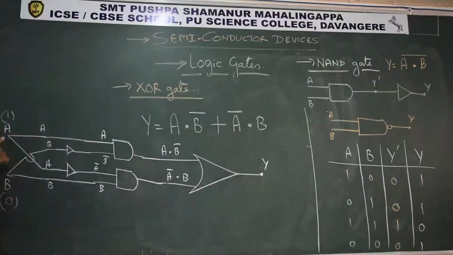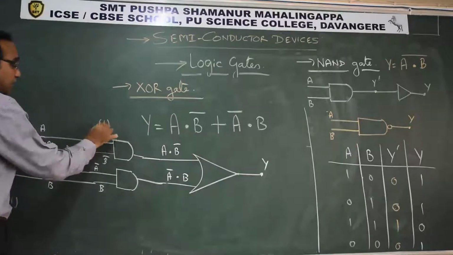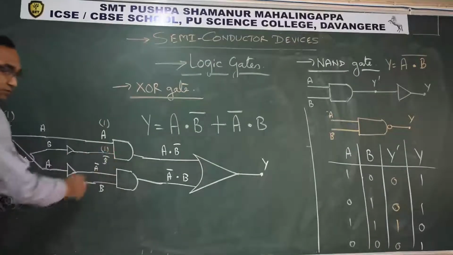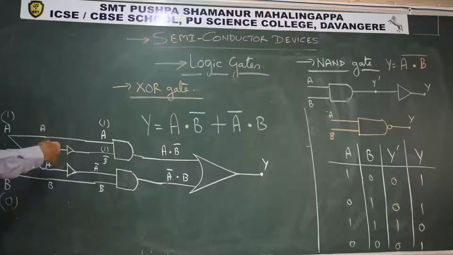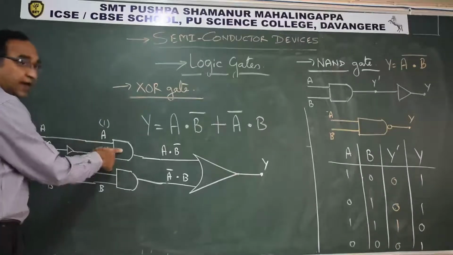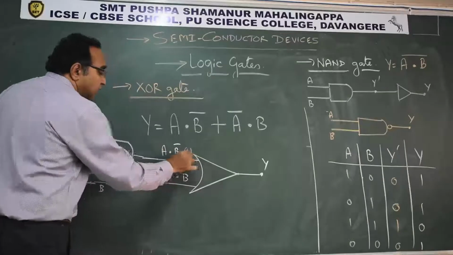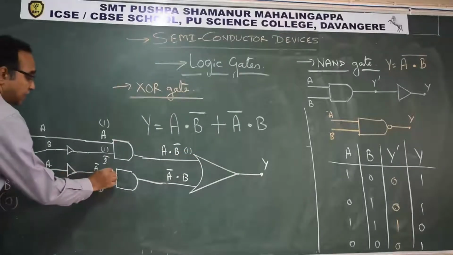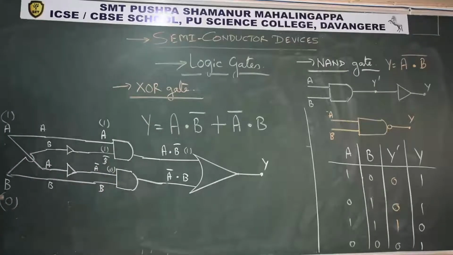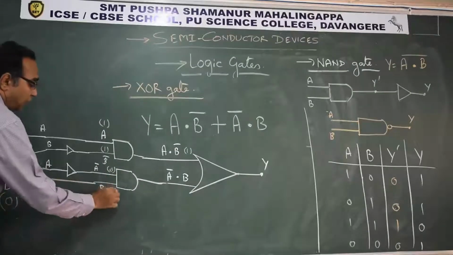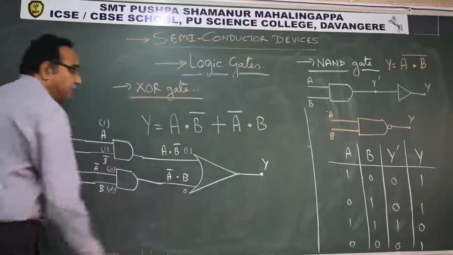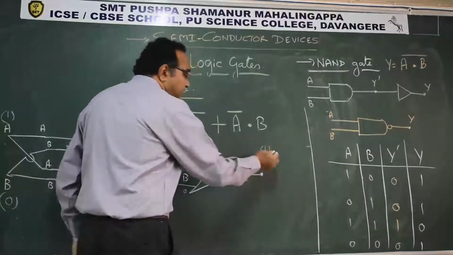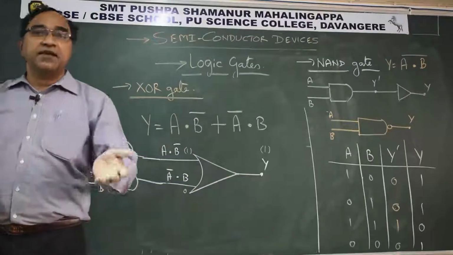Now try this. A is 1, so this is 1. B is 0, NOT gate, so this is 1, 0 will negate it. So now 1 and 1 on the AND gate will become what? 1. Come to this. A is 1, NOT gate, so it is 0. B is 0, so it is 0. AND gate, 0 and 0 makes it 0. It's an OR gate, 1 and 0 will give you what? Finished. As simple as that.